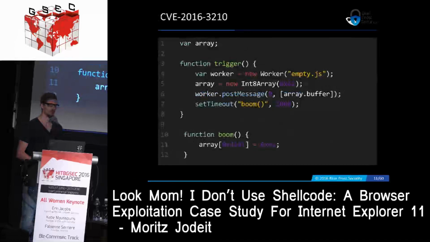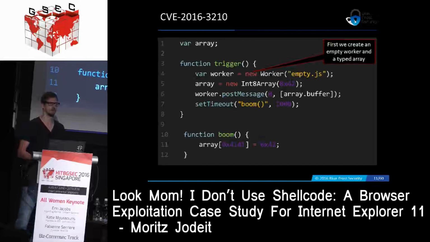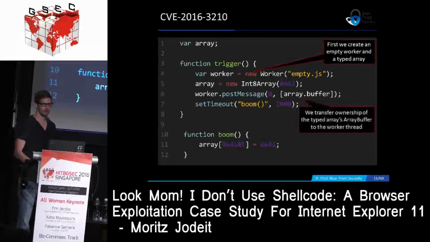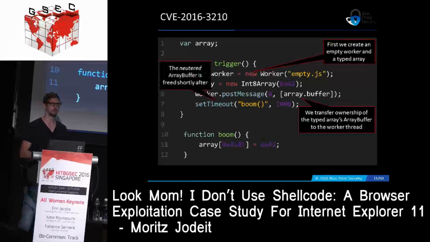So this is our small proof of concept. It's pretty simple, pretty straightforward. What we do first is create an empty worker. It doesn't contain any code, it just creates an empty worker. And then we create a typed array on line 5 here. Now we call postMessage in order to transfer the ownership of the underlying ArrayBuffer of the typed array to this worker. By doing that, the ArrayBuffer will disappear in the current context, so it will be neutered, and effectively that means it will be freed. So after a few milliseconds, the underlying ArrayBuffer of the typed array will be freed.